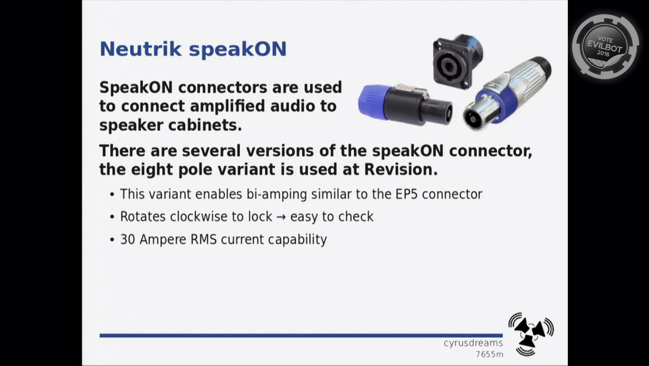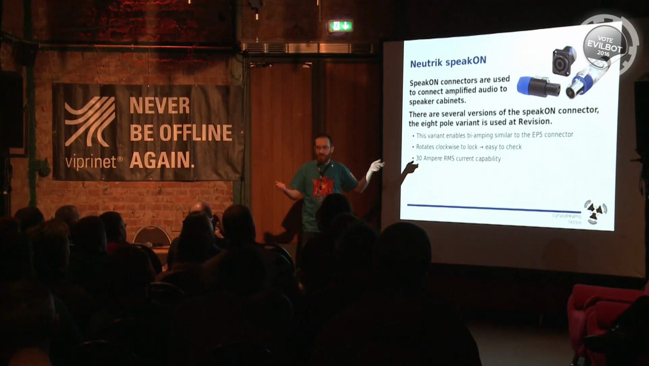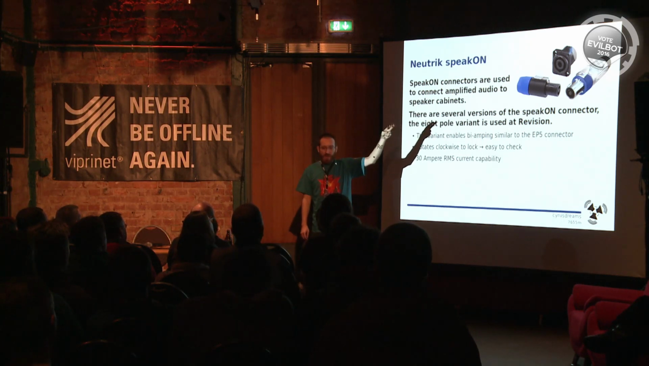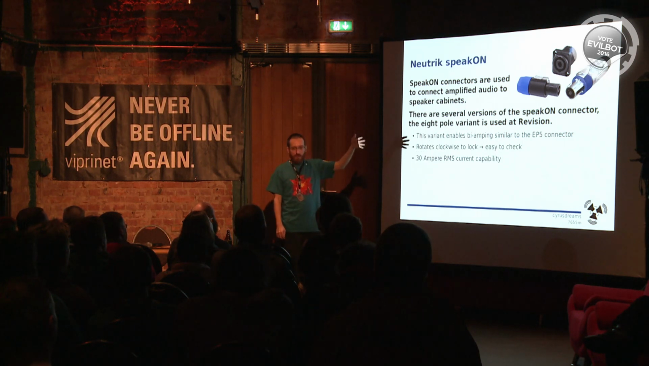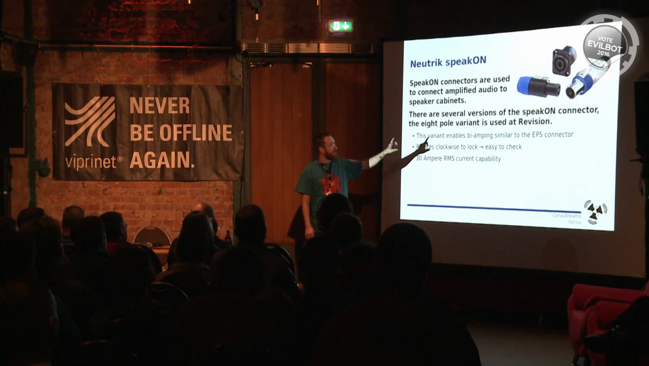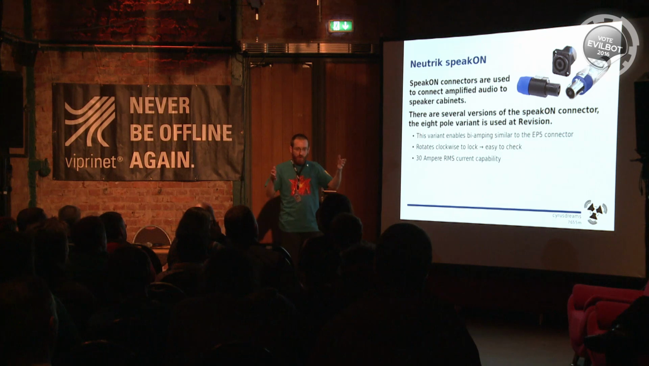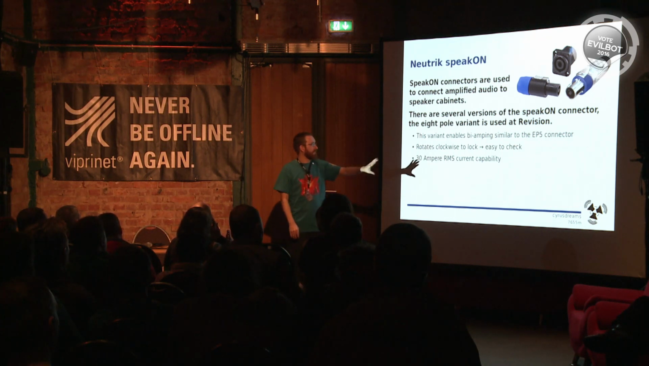And you can also do bi-amping with this because the 5th pin is not really used for the audio signal. It's some data signal that they use for the EP5. So you have 2 pins for tweeter, 2 pins for bass if you need that, or you only use one of the pairs inside your cable. And at Revision, we use the speakON connectors with an 8-pole variant, which has even more flexibility, more amplified audio signals being routed through this connector.